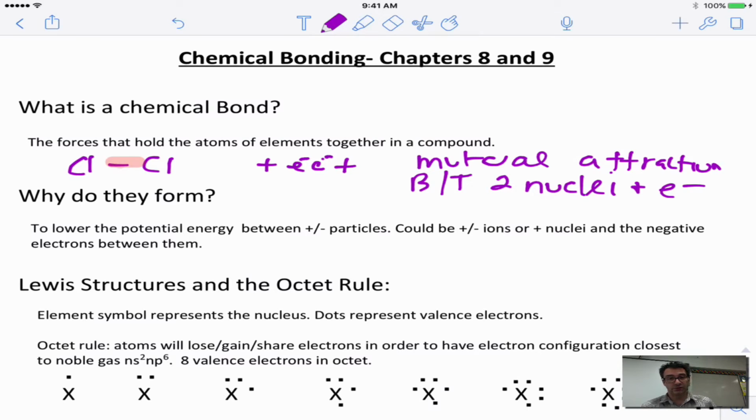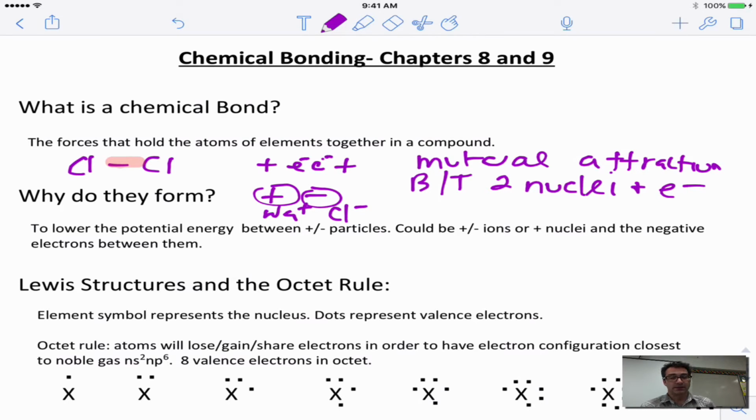Now you could have a situation where you're not really having the two nuclei sharing the electrons like this. You could have ions, like a positive ion and a negative ion, something like Na+ and Cl-. And here with my Na+ and my Cl-, we have an attraction between the ions in an ionic bond. I'll go back through this in the next slides.